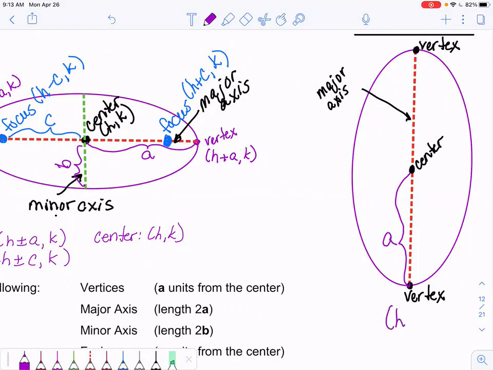Your vertex would be K minus A or K plus A, because it's the vertical variable, which is our Y. So to get the vertex, I add A or subtract A from the Y value, because now it's a vertical graph.